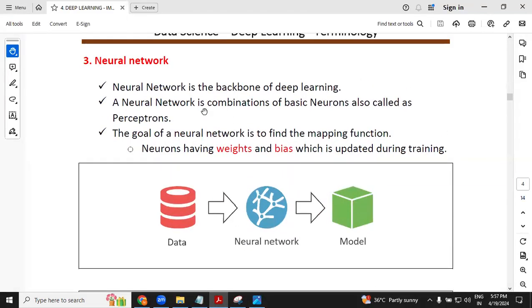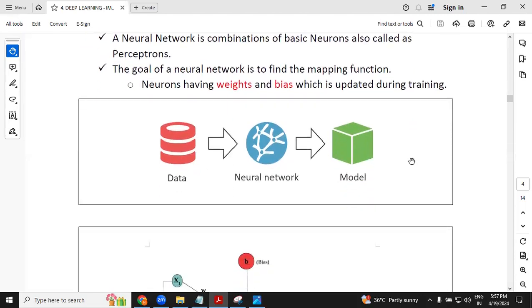The neural network is the backbone of deep learning. A neural network is also called NN. A neural network is the combination of basic neurons, also called perceptrons. The goal of NN is to find the mapping function, and neurons have weights and bias, which are updated during training. Please observe here: data, neural network, and we are getting the model.